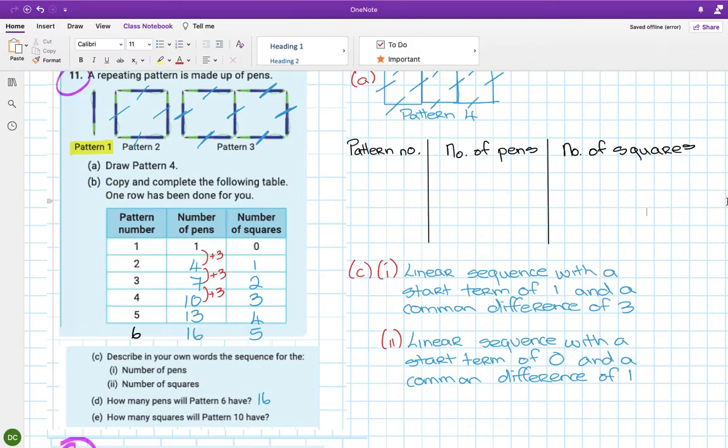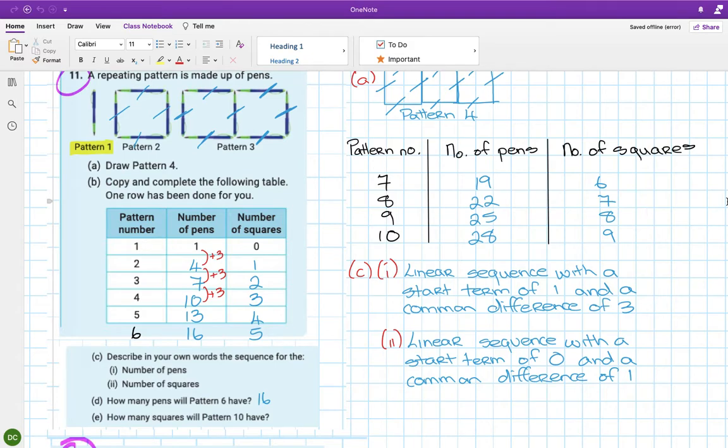There you go. Okay, so the 7th pattern then, I'm just going to continue because they just want the 10th. So it should be the 7th, the 8th, the 9th, and the 10th. Should be easy enough. Okay, so the 6th had 16 pens. So that means the 7th will have 19 pens and we'll be up to 6 squares. The 8th then will have 22 pens and 7 squares. 25 pens and 8 squares, and 28 pens and 9 squares.